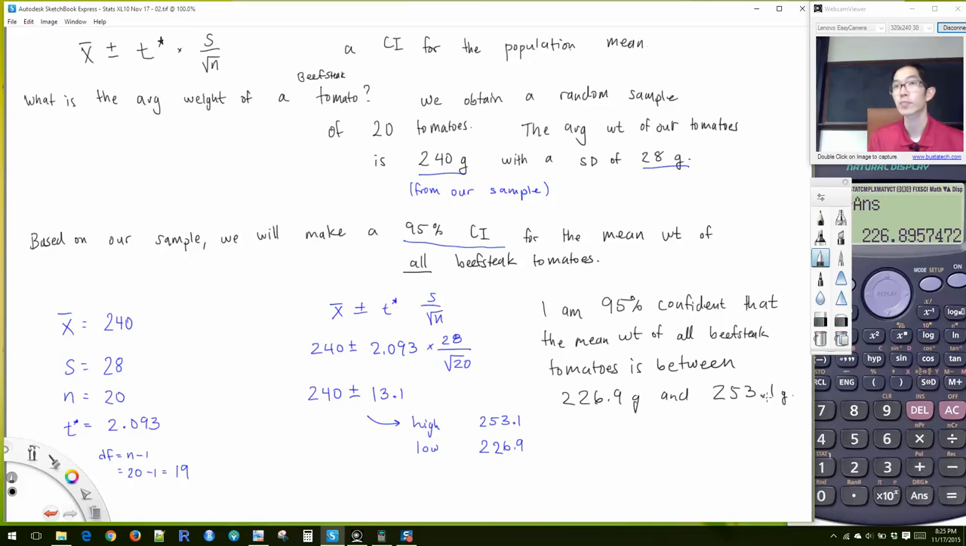Okay. So someone comes along and says, hey, I think the average weight of beefsteak tomatoes is 300 grams. What would you say? You'd say, no, I have evidence against that, right? So we can say things like, we have evidence that the mean weight is not 300 grams.